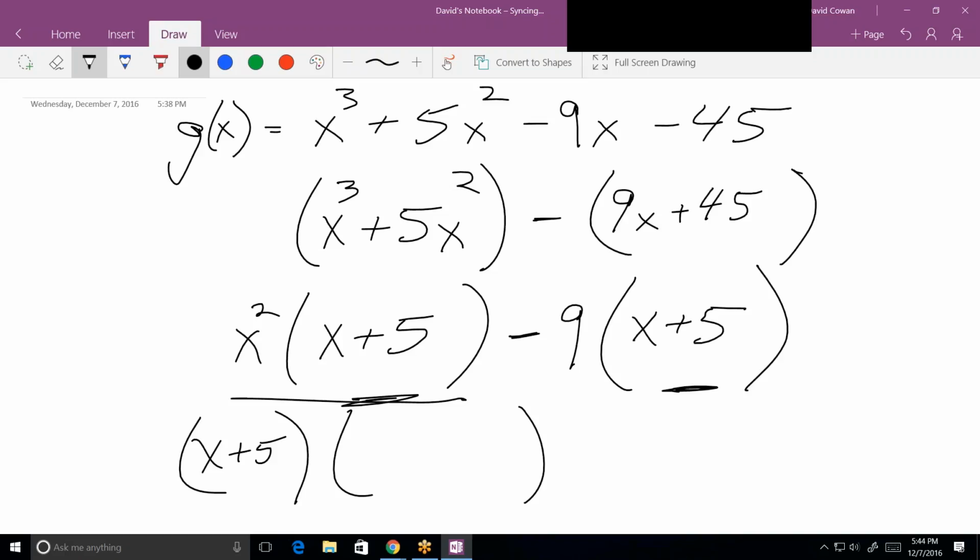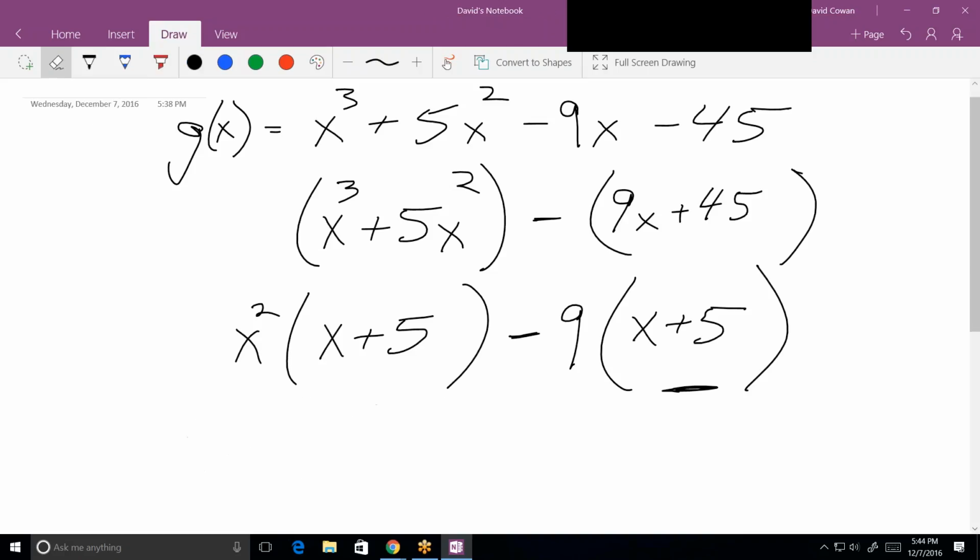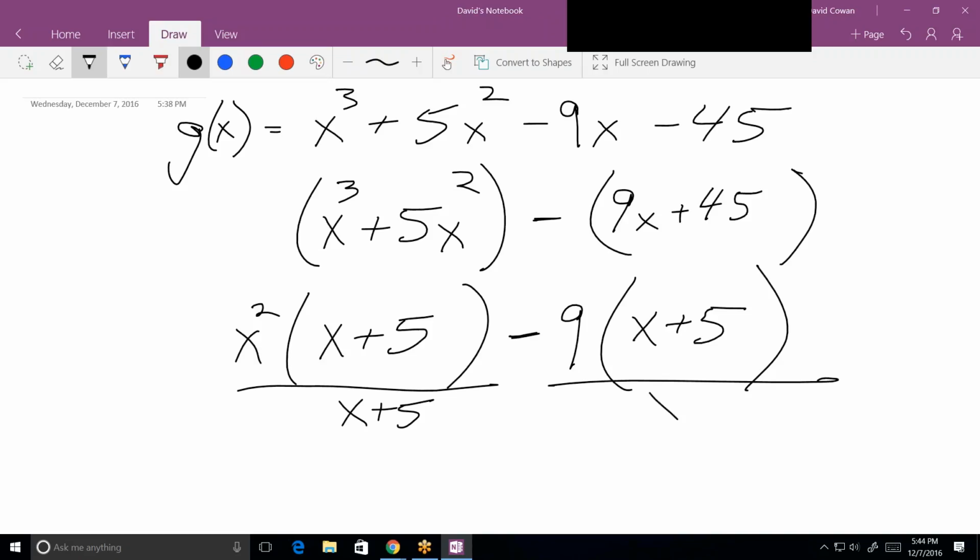Would it just be x? Back up a step. Here's what I'm doing. I'm dividing that term by x plus 5, and I'm dividing that term by x plus 5. That's what it means to factor out a greatest common factor. So when I do that, what's left here?